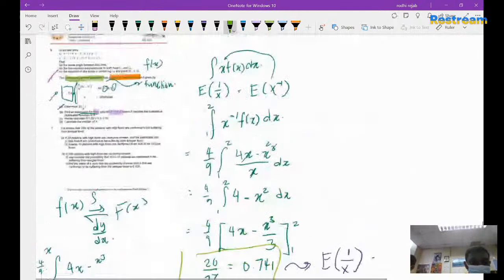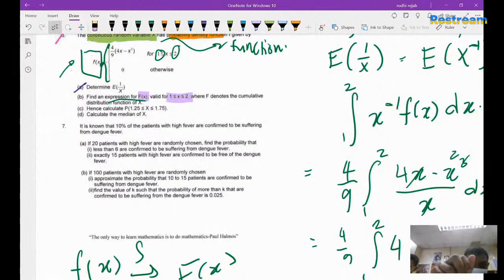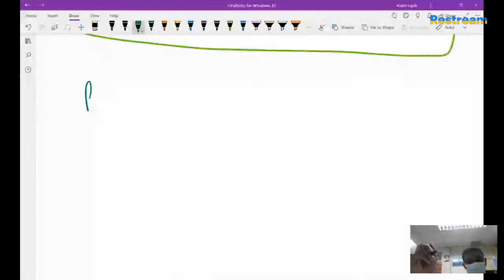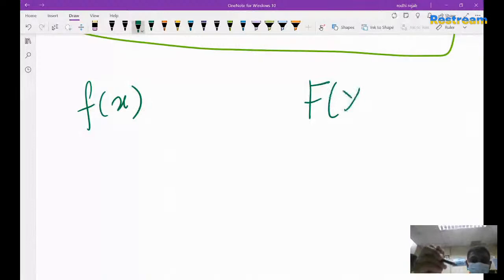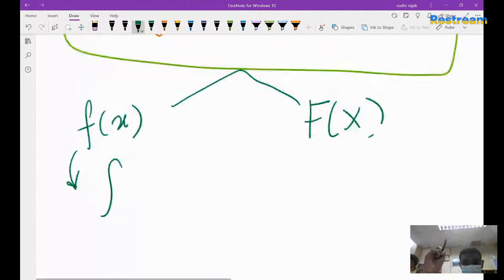So next we will look upon soalan C, which minta hence calculate P(1.25 < X < 1.75). So there are two ways of doing this soalan. One could use the expression of f kecil and another person can also use F besar x. Either way betul. Tapi teknik kena betul. Teknik for this, ini kita punya frequency is under the graph. So kita perlu integrate. Kalau yang ni kita dah longgokkan dia jadi satu function.